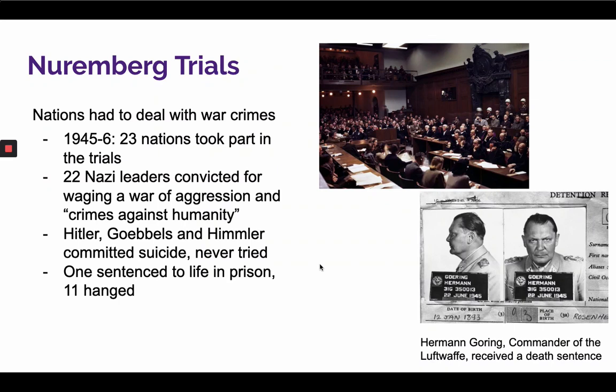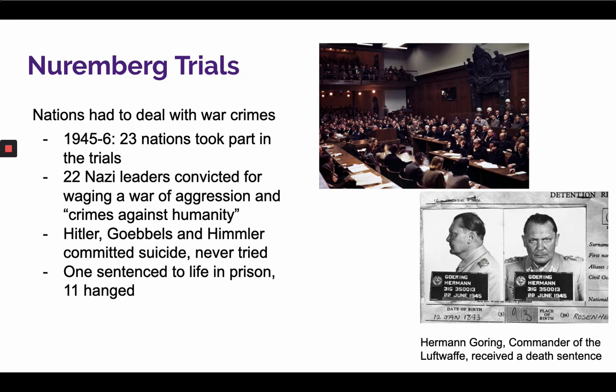So from 1945 to 1946, 23 nations put Nazi war criminals on trial in Nuremberg, Germany. And Nuremberg was a city in Germany that hadn't faced much destruction during the war, so they chose to have it there. In the first of the Nuremberg trials, 22 Nazi leaders were charged with waging a war of aggression, and they were also accused of committing crimes against humanity, again, for the murder of 11 million people during that time.